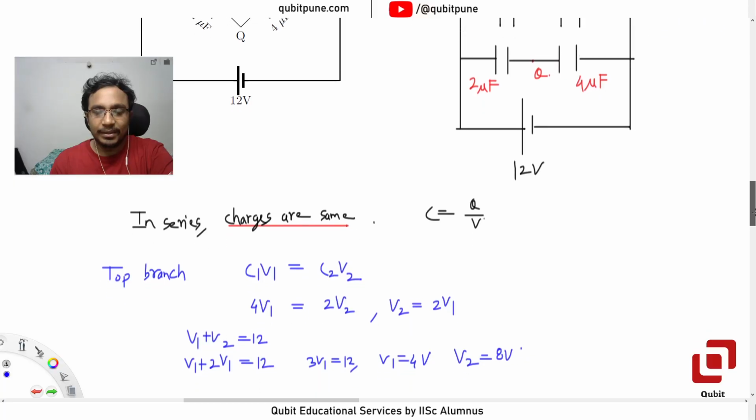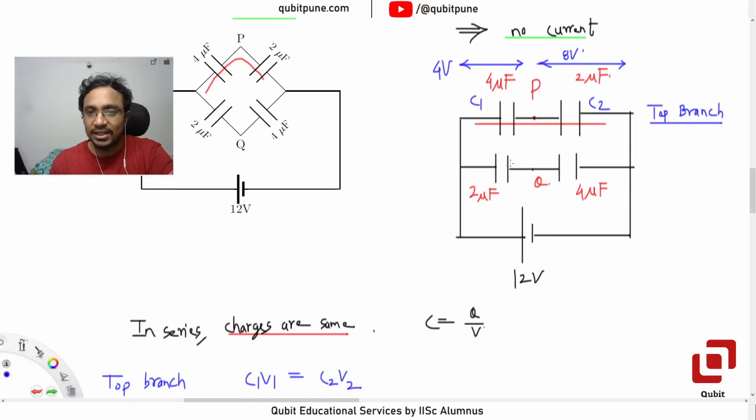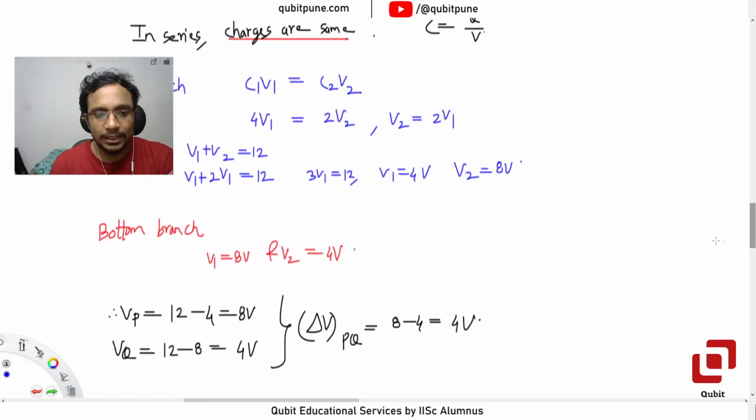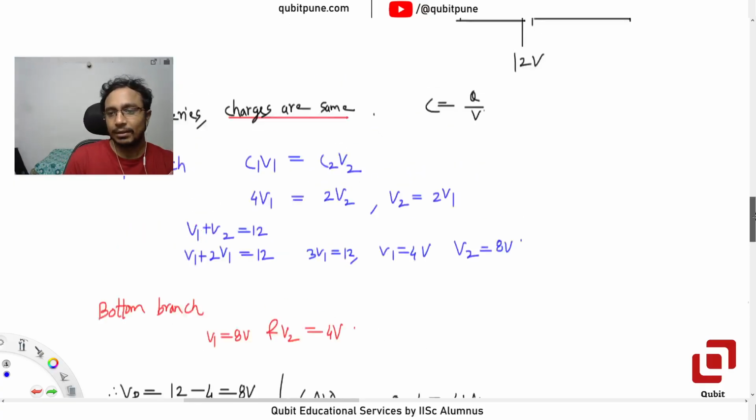And then if you look at this other bottom branch, the middle branch, what is happening there is the capacitors have got interchanged. The 2 capacity capacitor is first, then the 4 capacity capacitor is next. So these voltages will just get different, so it's flipped, rather this is 8 volt and then 4 volt. So in the bottom branch or the middle one, it's V1 8V and V2 4V. So VP becomes 12 minus 4, 8, VQ is 12 minus 8, 4, delta V is 8 minus 4, 4. Clear?